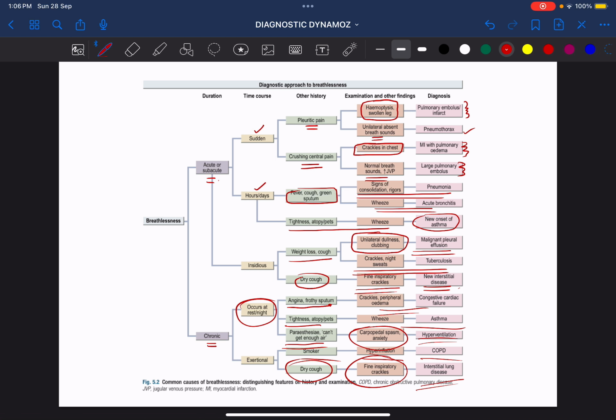So this is a very, very important table from Macleod. Make sure that you know this flowchart in detail, so that for any question, from the patient's history and examination findings, you can come to a diagnosis.